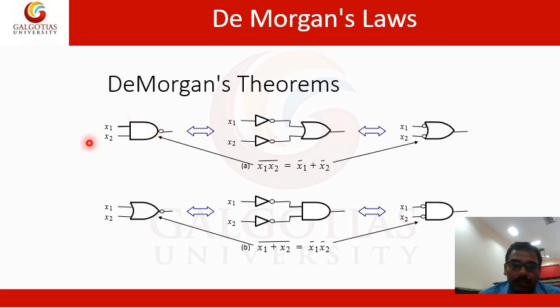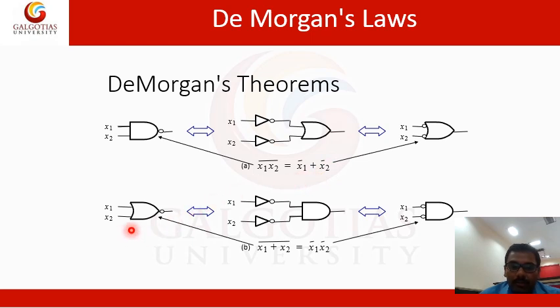You can see here x1 and x2 are two variables, and if they work as the input for a NAND gate, the output will be (x1 x2) bar. This will be equivalent to a logic gate in which x1 and x2 are first used as input for two NOT gates, so they are complemented, and the complemented variables are then the input for an OR gate, and the corresponding output is x1 bar plus x2 bar. So this is the first De Morgan's law.